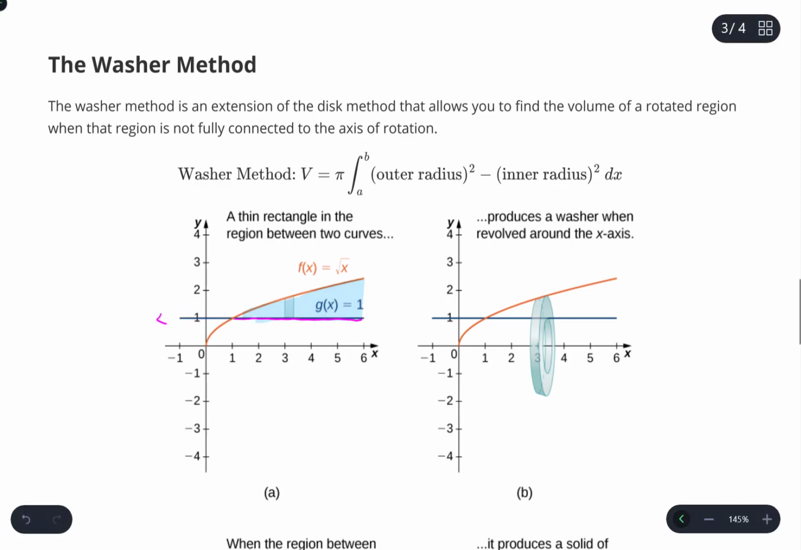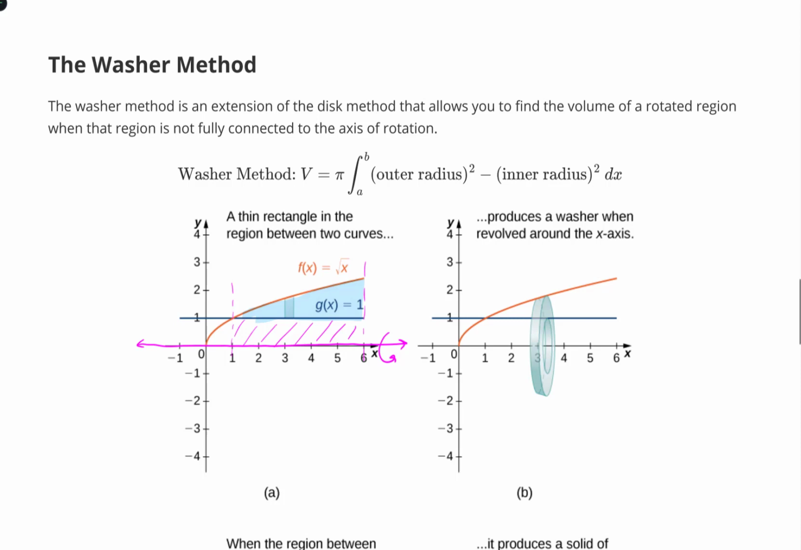So for instance, if I were to switch and make this rotating around the x-axis, well, now there's this gap right through here where my region is not connected to the axis of rotation. And so the washer method allows you to go ahead and rotate this non-connected region around the axis without any issues. So the way it does it is actually very similar to how we did the area between two curves.